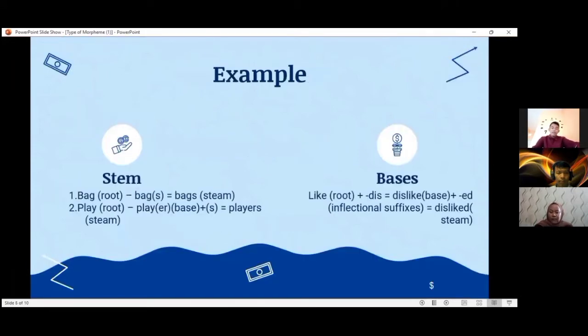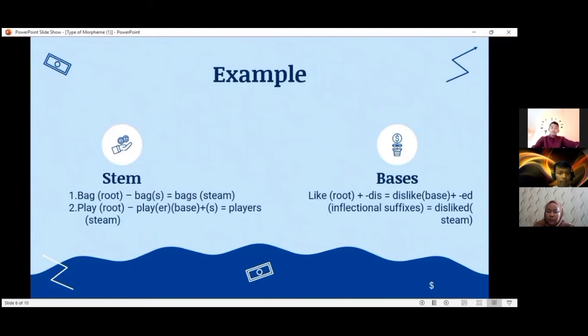Well, ladies and gentlemen, this is an example of stem and base. The first one is stem. The example of stem is bags, from the root bag plus plural. And the second one is players, from the root play plus comparative.